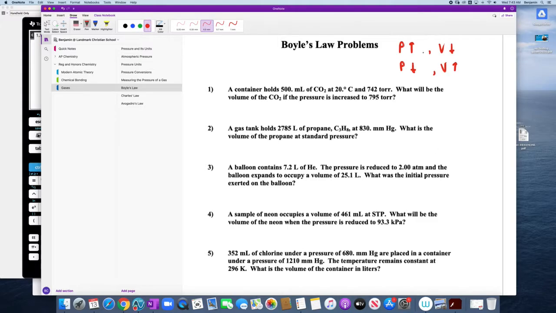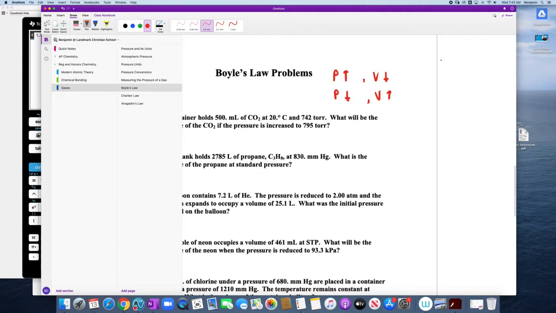And I want to be even more precise here about this relationship. It's an inverse relationship, but it's actually an inversely proportional relationship. Inversely proportional. Okay, so the inverse part means if one thing goes up, the other thing goes down.